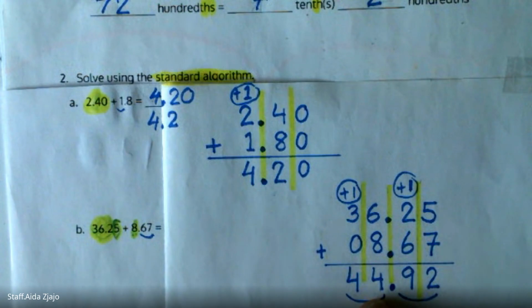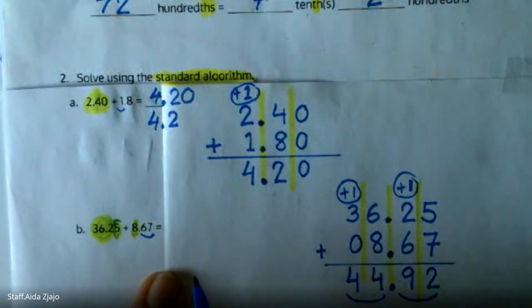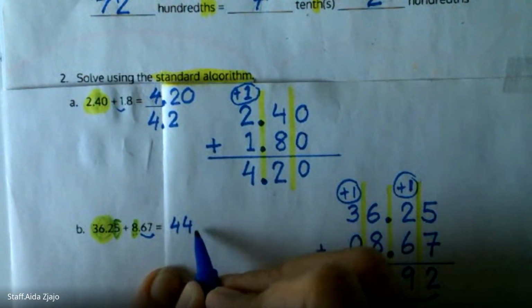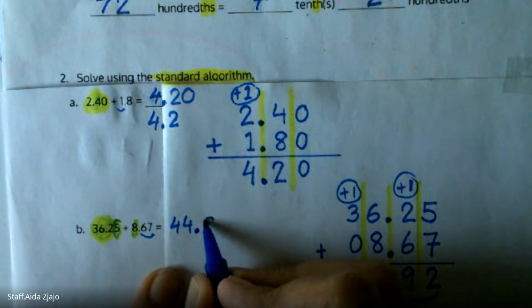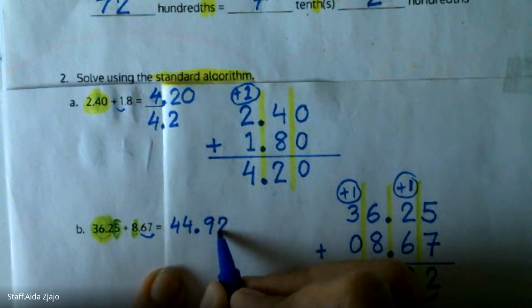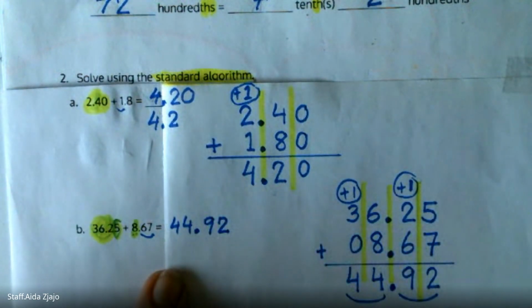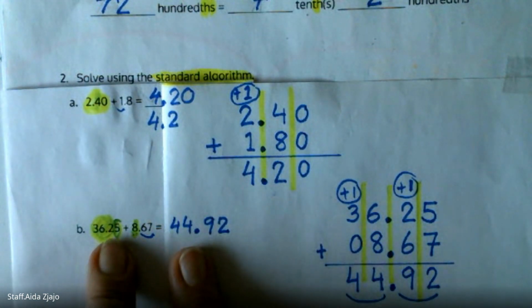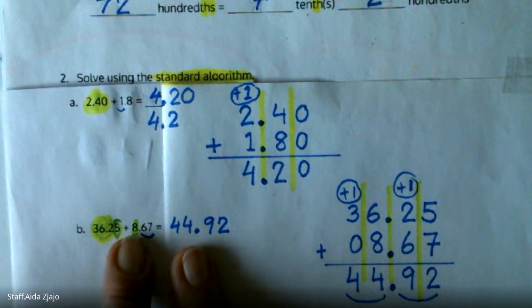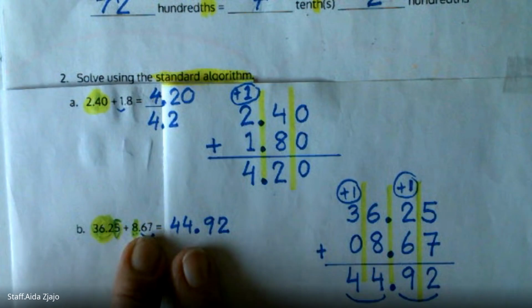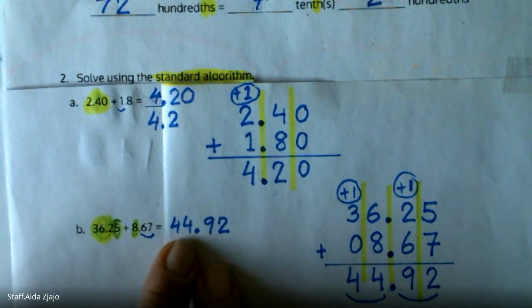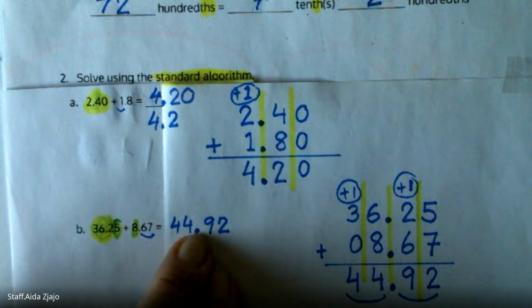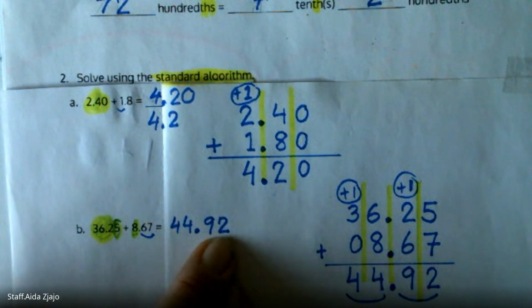Or we can say $44.92. So the final answer here is $44.92. Or if we don't use money, we can say 36 wholes and 25 hundredths plus 8 wholes and 67 hundredths is the same as 44 wholes and 92 hundredths.